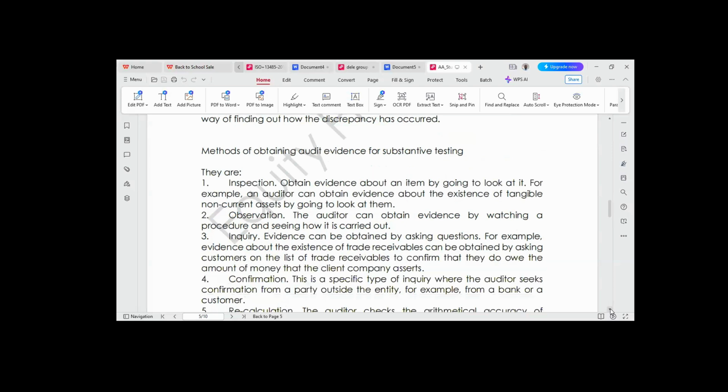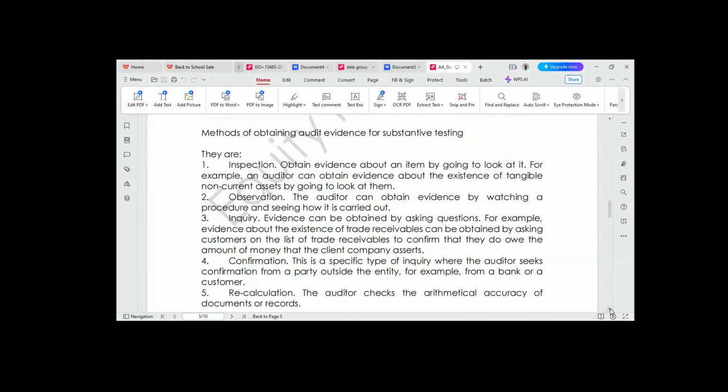Then we have confirmation, external confirmation. This is where the auditors seek confirmation from professionals outside the entity, most especially the experts: surveyors, architects, engineers, risk management consultants, IT consultants. All these people we call experts.